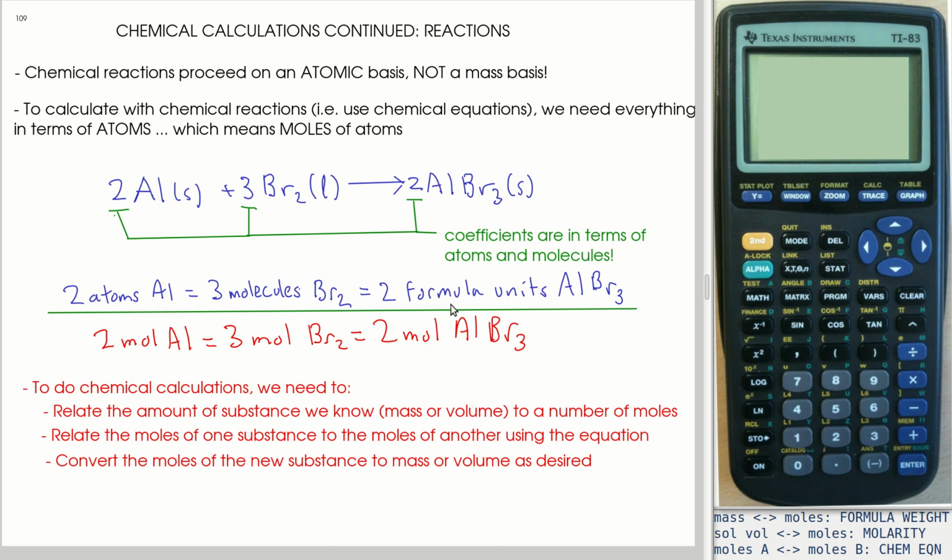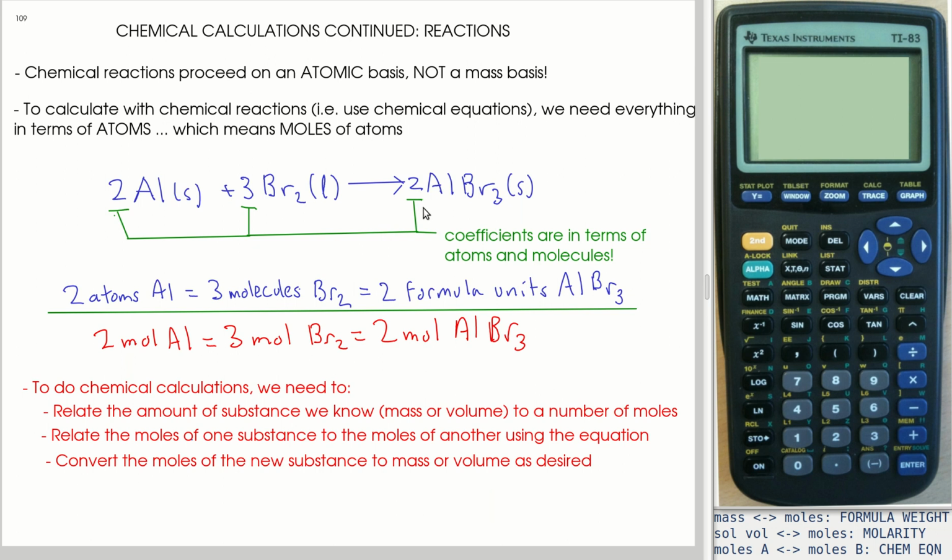But, remember our mole. A mole is a specific number of things. It's Avogadro's number, 6.022 times 10 to the 23rd. So, essentially, if we multiply the ratio we have here between atoms, molecules, and formula units by Avogadro's number, we get, instead of 2 atoms of aluminum, 2 moles of aluminum, equivalent in the reaction to 3 moles of bromine, which are equivalent to 2 moles of aluminum bromide. So, when you think of the coefficients in a chemical equation, the 2, the 3, and the 2 here, think of them in terms of moles.